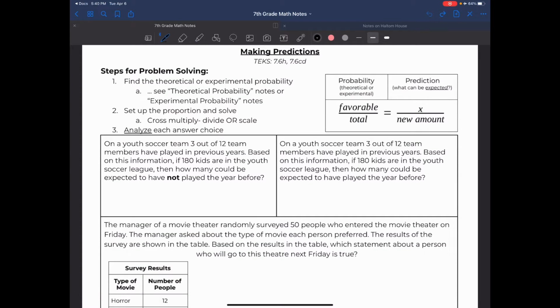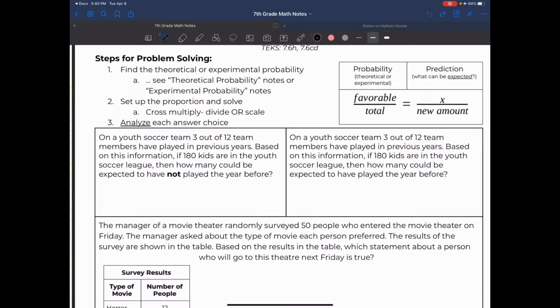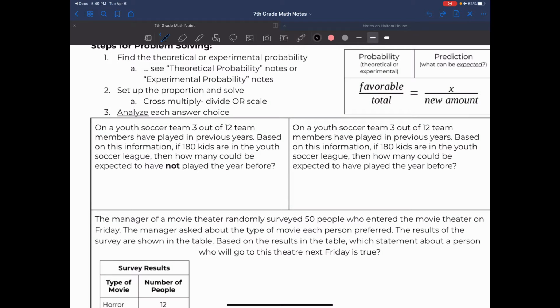But first off, let's go through a basic prediction problem. On a youth soccer team, 3 out of 12 team members have played in previous years. Based on this information, if 180 kids are in the youth soccer league, then how many could be expected to have not played the year before? So I'm going to set up my probability, right? So 3 out of 12.